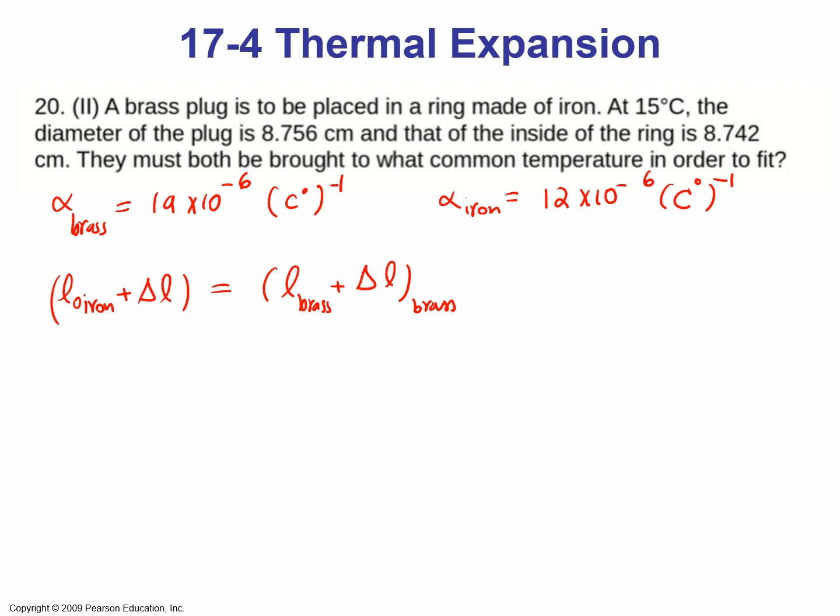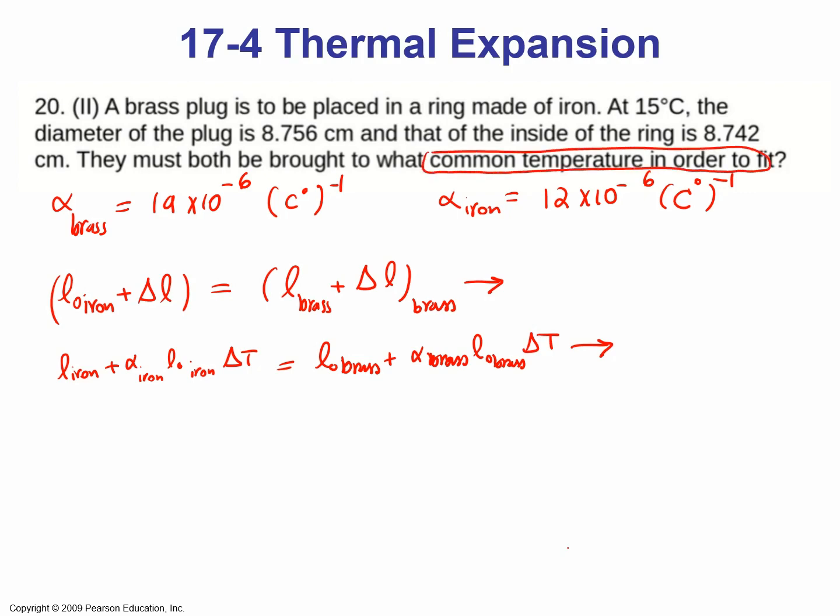And now let's continue from this problem. So we can solve it for the lengths: L naught of iron plus alpha of iron times L naught of iron delta T is equal to L naught of brass plus alpha of brass times L naught of brass times delta T. So we can solve this for the common change in temperature, because this is the common temperature and both of them start at 15 degrees Celsius.